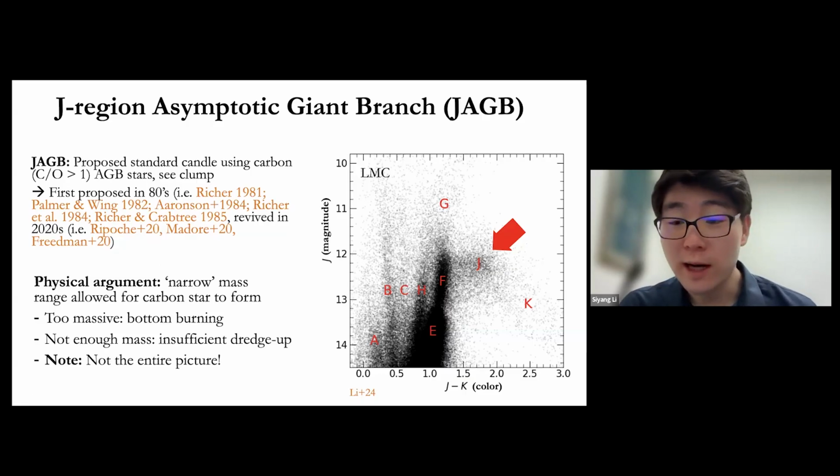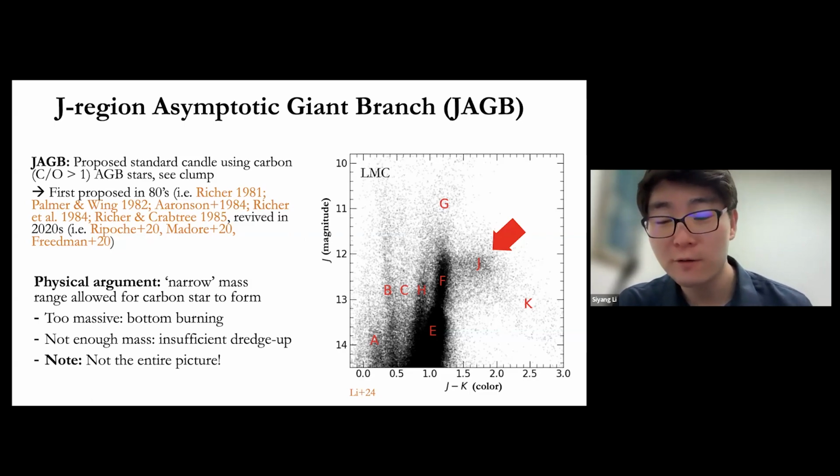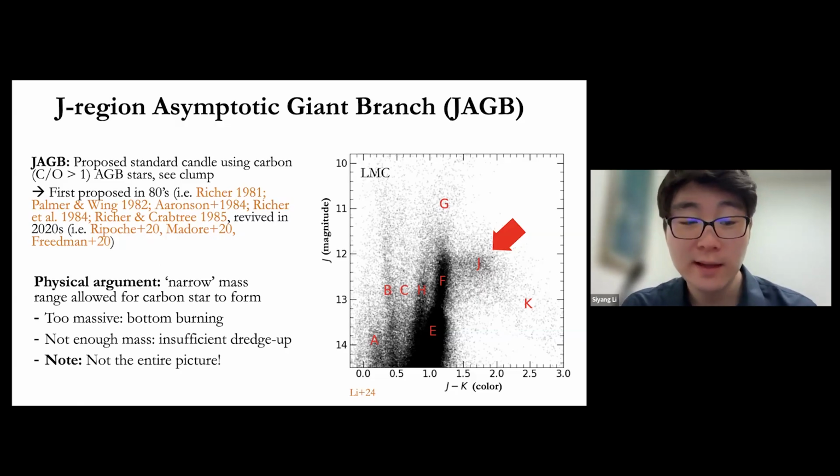Now, the argument for why we can use the JAGB, these carbon stars, as a standard candle lies in the expectation that these stars have to have a relatively narrow mass range in order for a star to become a carbon star in the first place. If the star is too massive, bottom burning will occur, and carbon will be burned before it can reach the surface of the star.